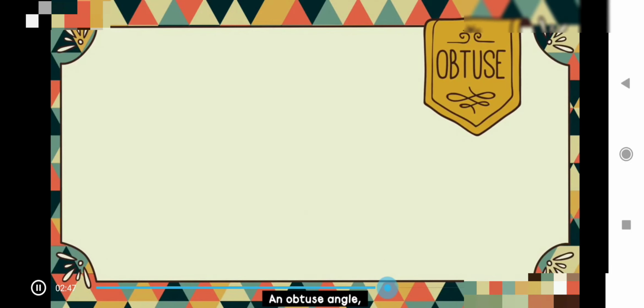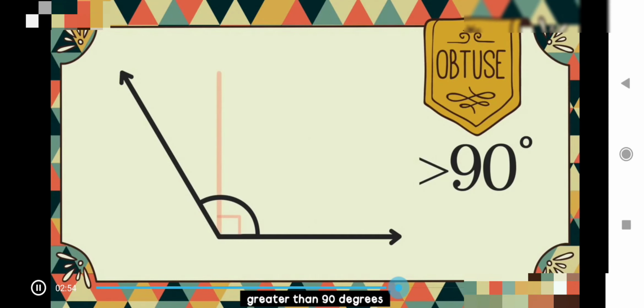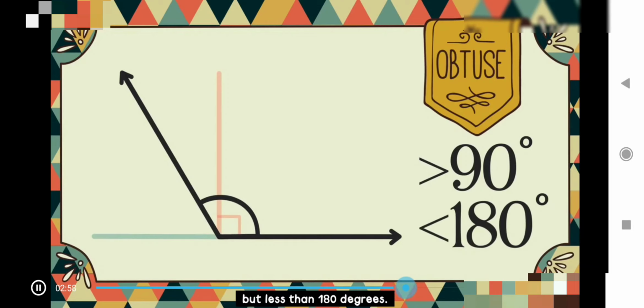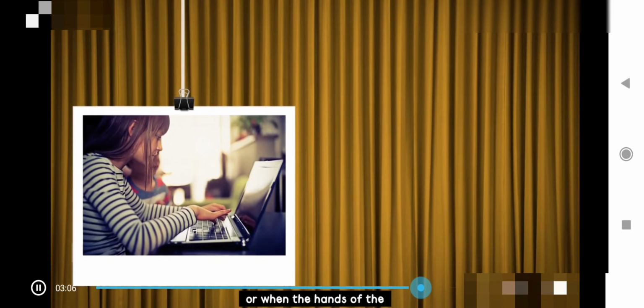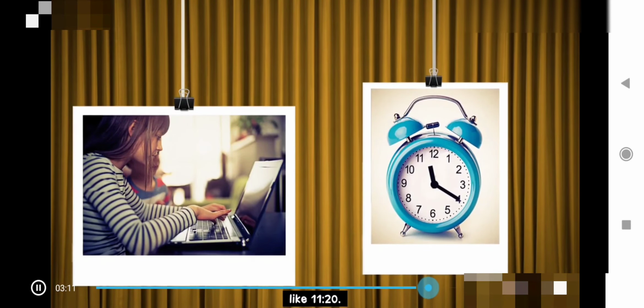An obtuse angle is when two straight lines make an angle that is greater than 90 degrees but less than 180 degrees. You can see obtuse angles when you open a laptop or when the hands of the clock are on certain times, like 11:20.